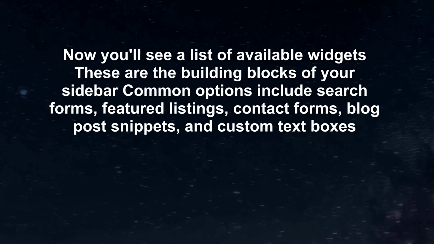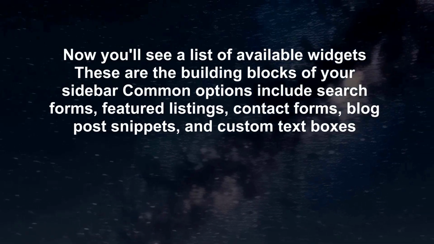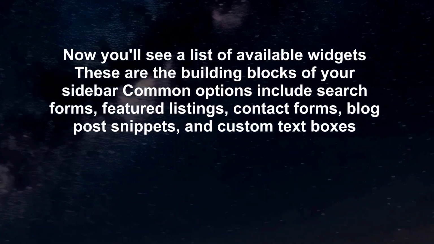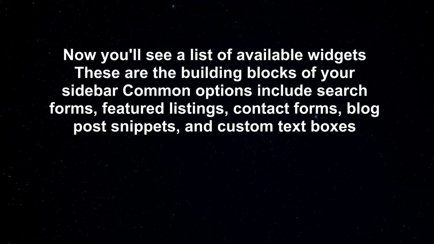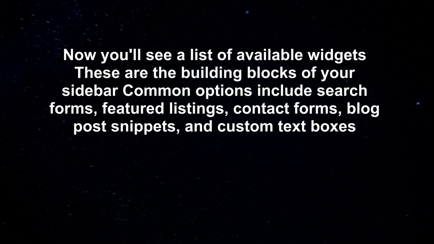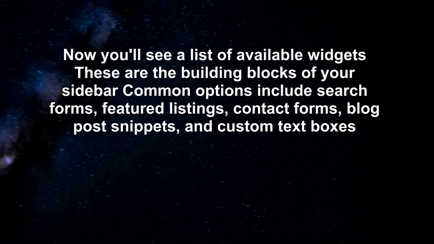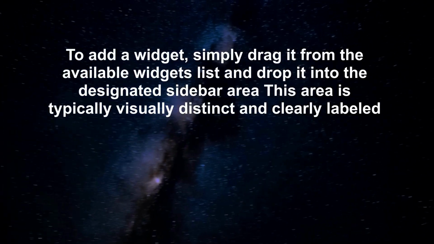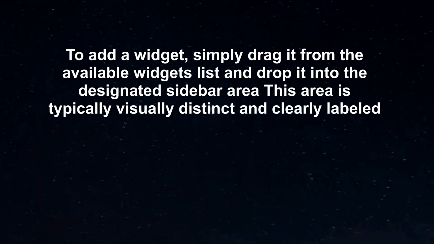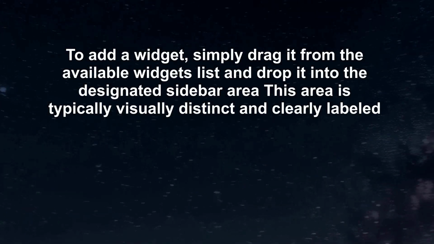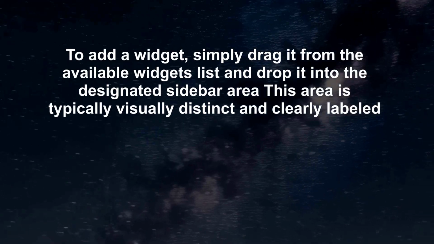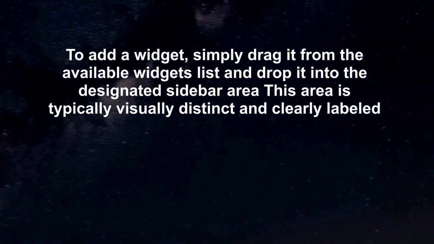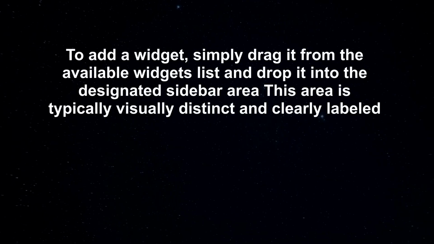Now you'll see a list of available widgets. These are the building blocks of your sidebar. Common options include search forms, featured listings, contact forms, blog post snippets, and custom text boxes. To add a widget, simply drag it from the available widgets list and drop it into the designated sidebar area. This area is typically visually distinct and clearly labeled.